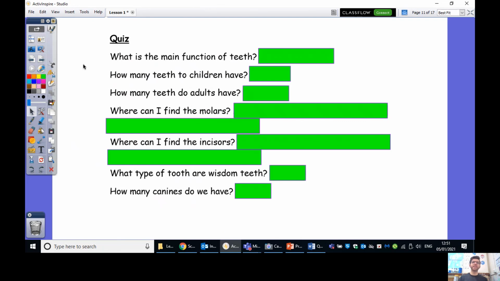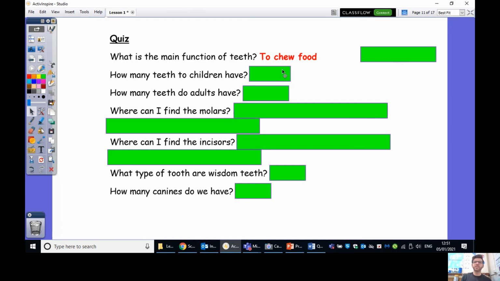Excellent job, guys. Hopefully you've either got the answers sort of in your mind ready to call out, or you've written them down on a piece of paper. So what is the main function of teeth? So what do we need teeth for? Hopefully, yes, we got to chew food. Can you think of those other reasons as well that we have teeth? Remember, they help us to talk, and they also give our mouth shape, but the main function is to chew food.